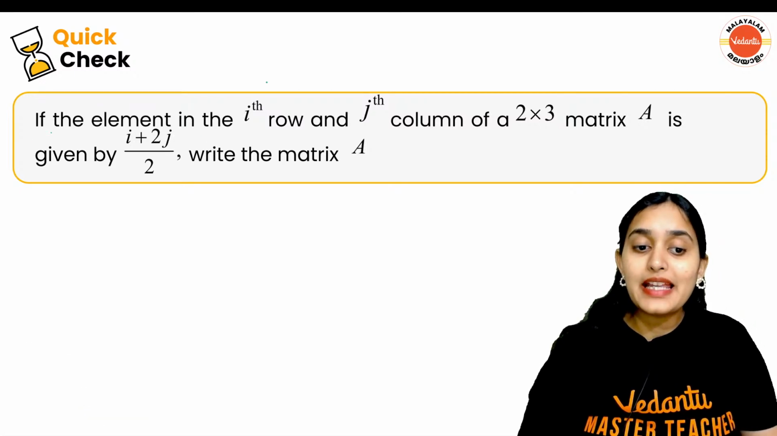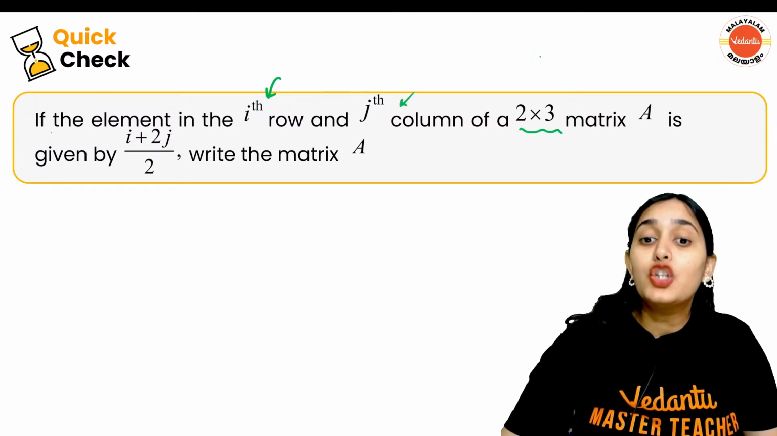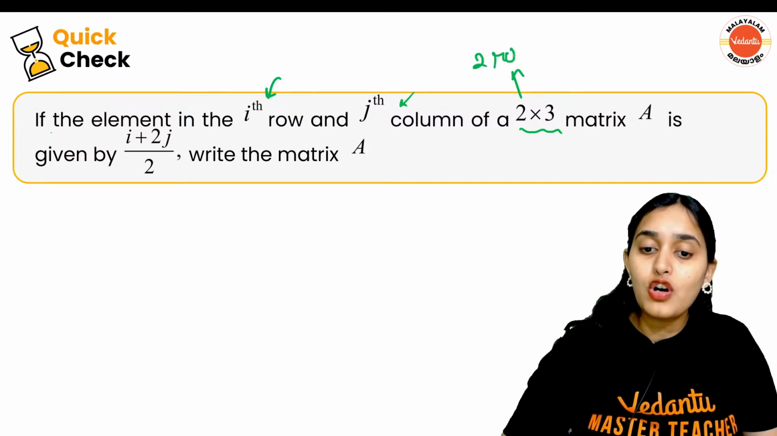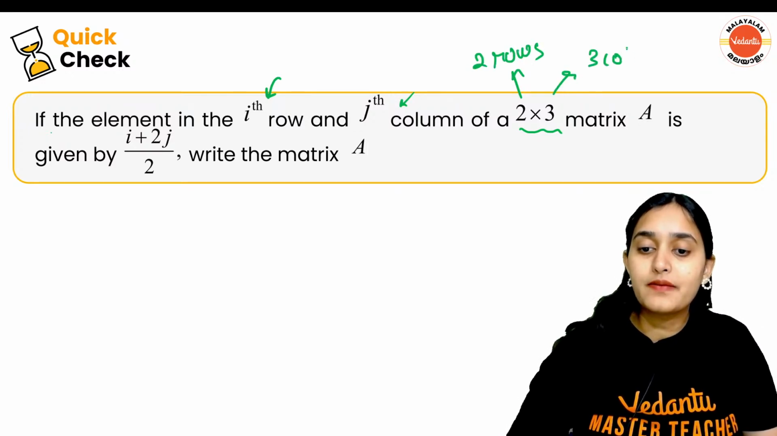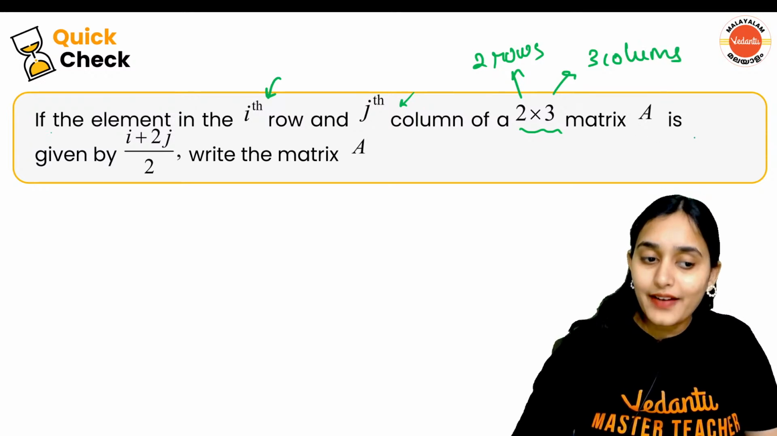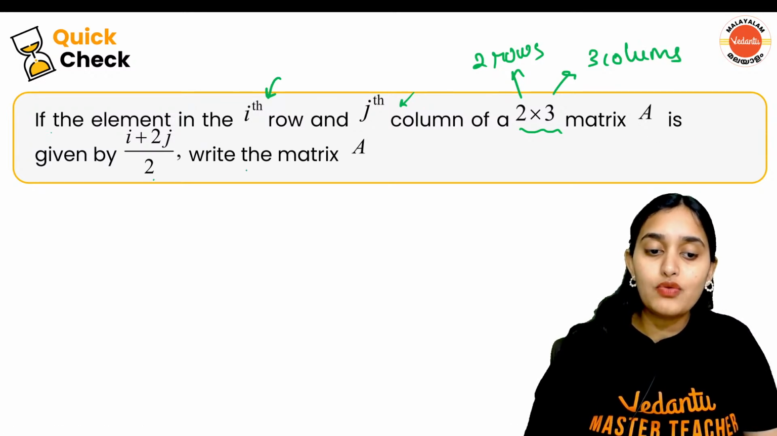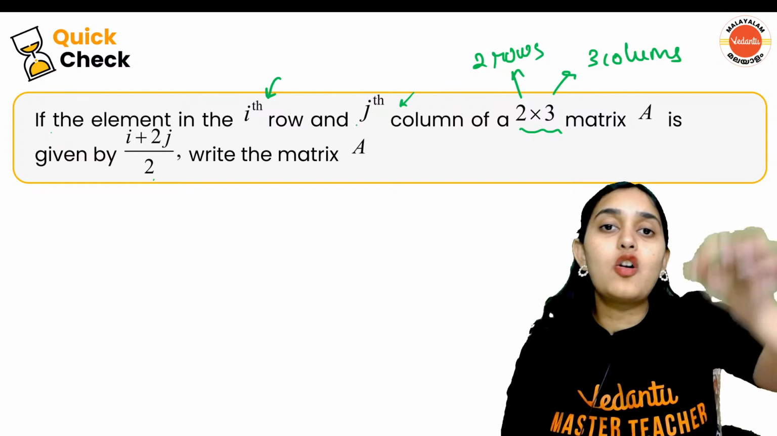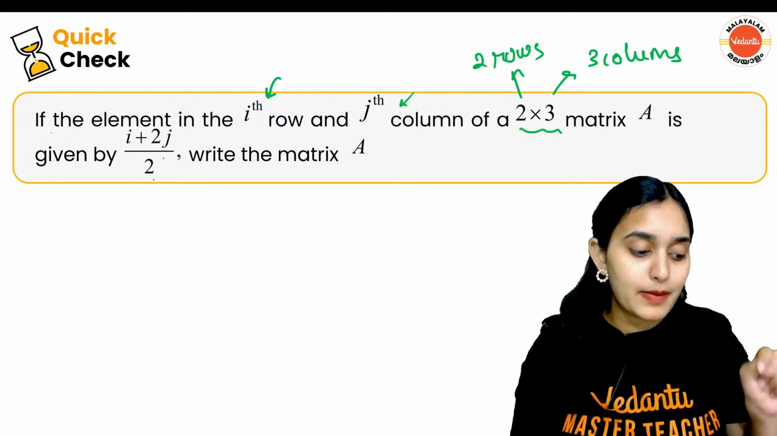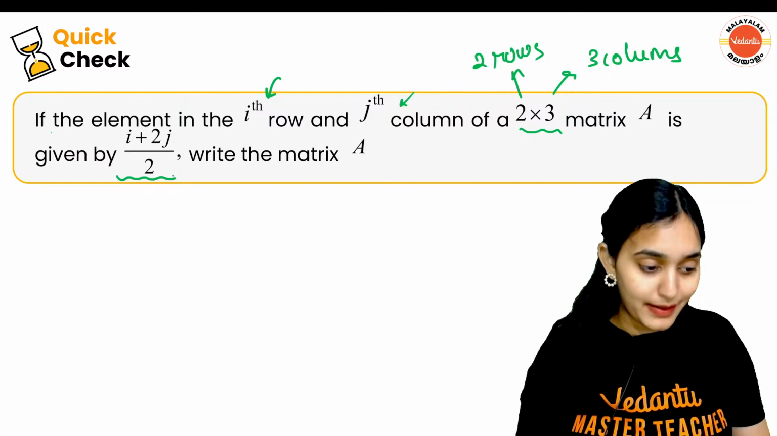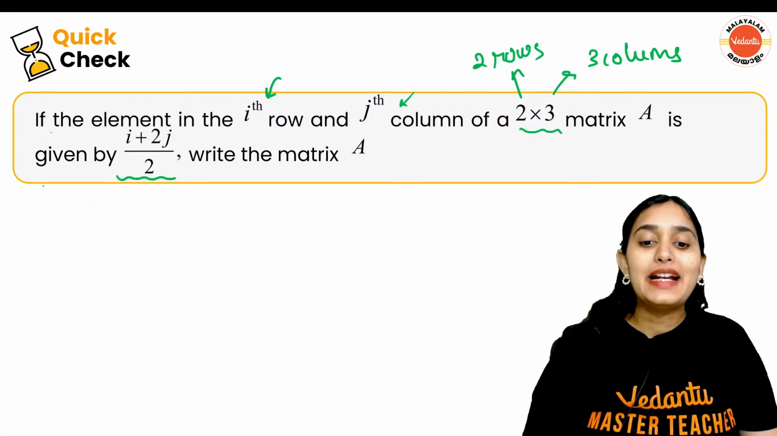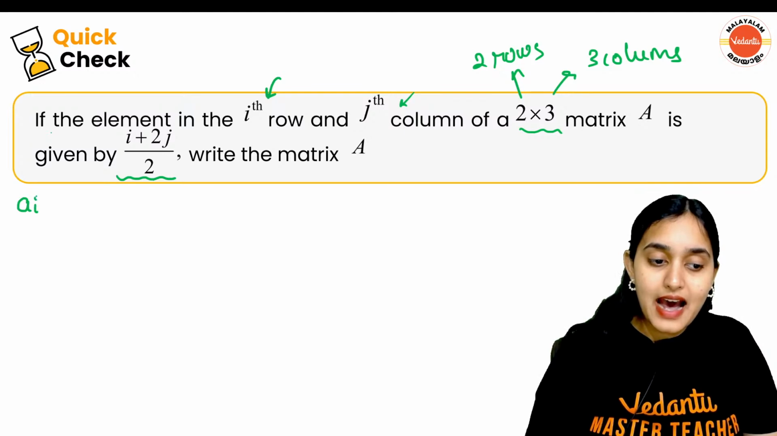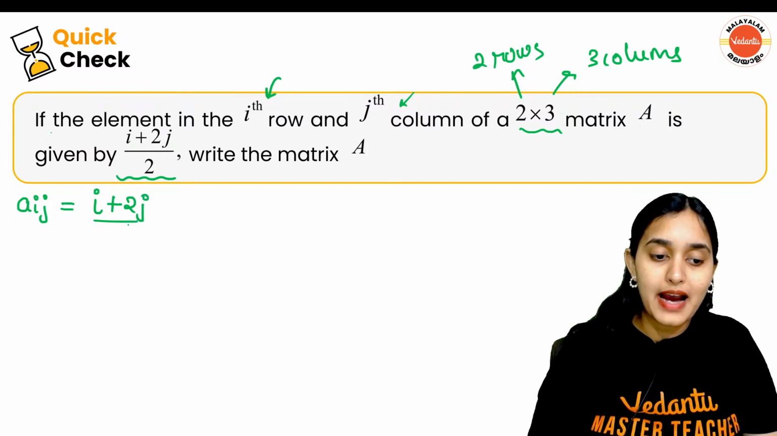Now, let's solve a question based on this concept. If the element in the ith row and the jth column of a 2 by 3 matrix, which means it has 2 rows, 3 columns, of matrix A is given by (i + 2j)/2, write the matrix A. Now, what they are telling is, ith row and jth column element is given by (i + 2j)/2. This is the formula to find out the element. Are you understanding? It is saying that Aij is equal to (i + 2j)/2.